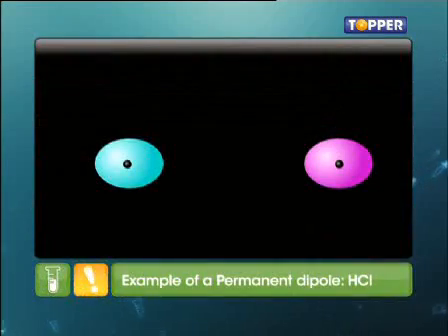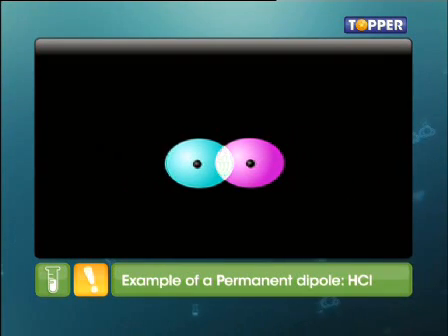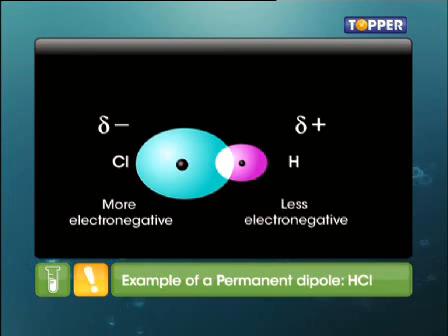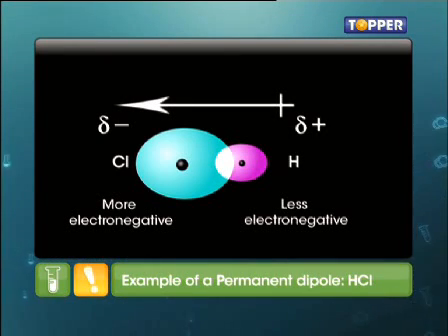A good example of this is hydrochloric acid. Why is this so? This is because of the electronegativity difference between hydrogen and chlorine. Since in HCl, the electronegativity of chlorine is more than that of hydrogen, the electron cloud will be pulled towards the chlorine atom. A partial positive charge will be developed on the hydrogen atom and a partial negative charge will be developed on the chlorine atom. This arrangement is called a dipole.